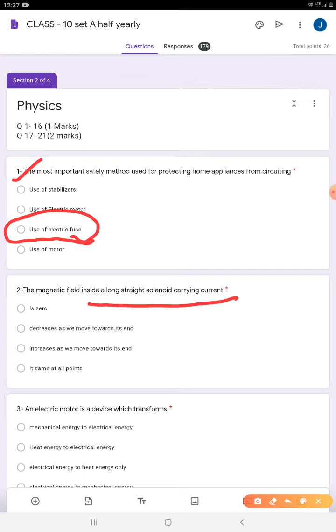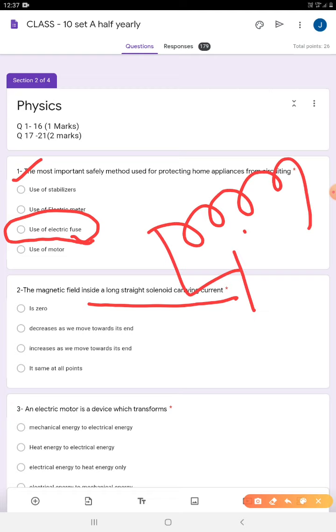The magnetic field inside a long straight solenoid carrying current. As we already discussed solenoid and we know what a solenoid is. Such type of diagram is there in a solenoid, if you know. Okay, so the question is this: what about the magnetic field inside a long solenoid? As we know that inside the solenoid the magnetic field is always uniform. Okay, it remains constant at every point, so the answer should be D. It should be the same at all points.